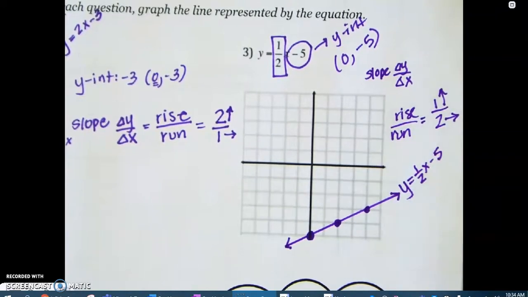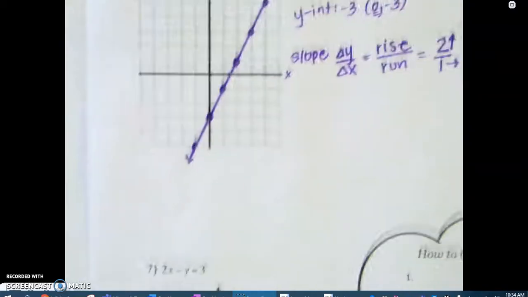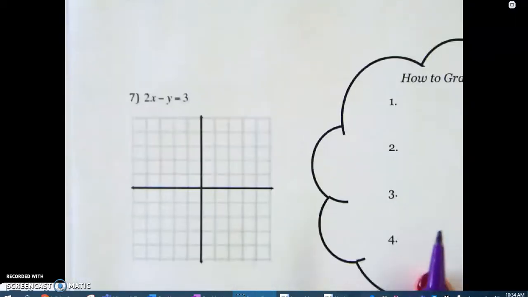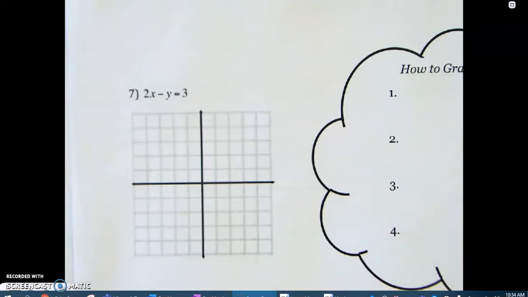Awesome. And I just have one more example to show you. This one is a little different. So if you remember at the beginning of the year in Unit 1, we did what was called literal equations, where we had a bunch of letters in an equation and we got one alone. So this is very similar to that.